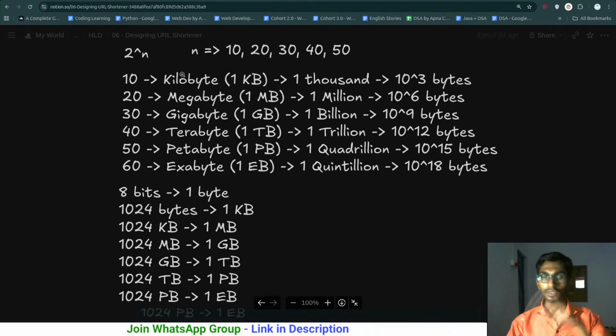So 10 is kilobyte, 1000; 20 is megabyte, of course 1 million; 30 is gigabyte, 1 billion; 40 is terabyte, equivalent to 1 trillion. Terabyte, trillion, at least they are sort of similar, they both start with a T. And then 50 is petabyte, called quadrillion, and then quintillion. That's a crazy name, but okay, never mind.